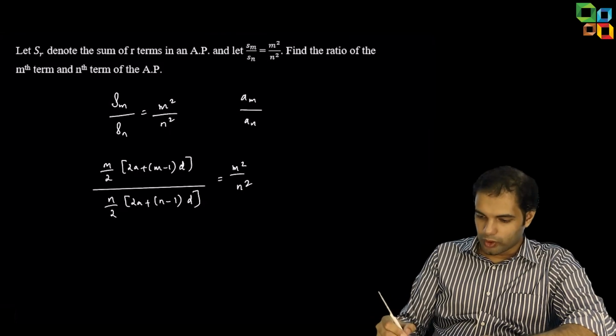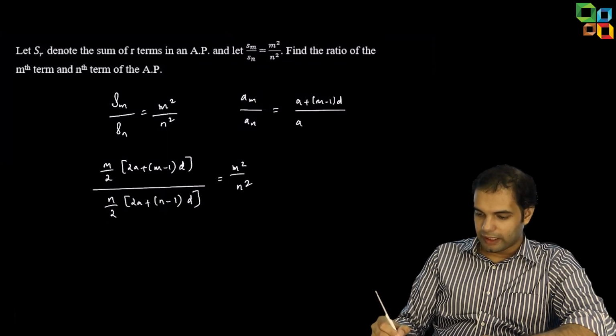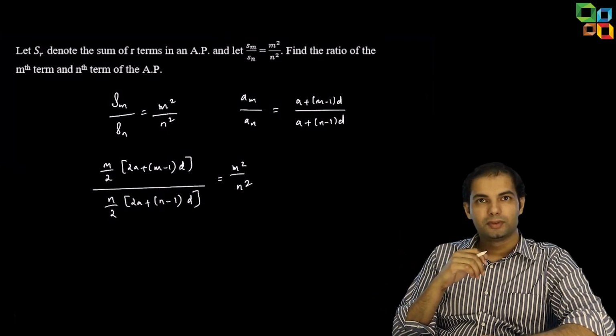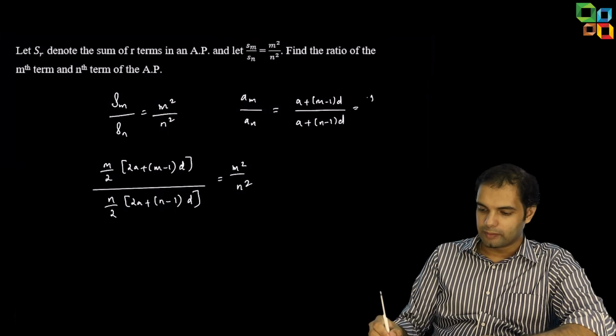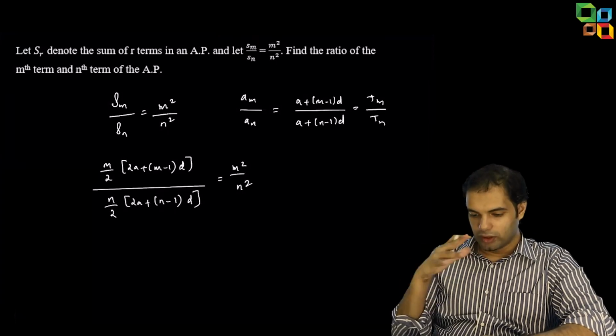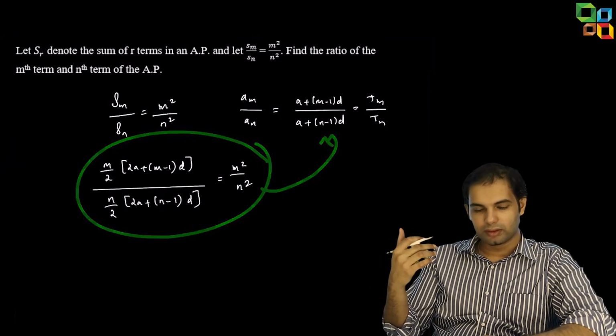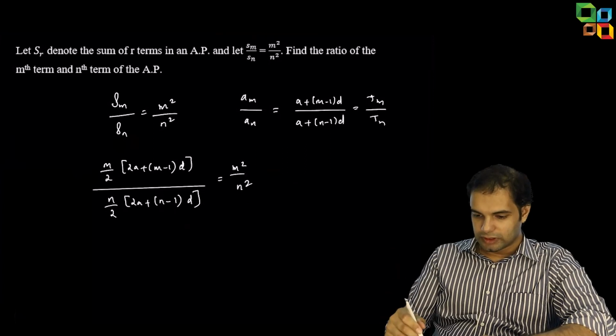We just figure out what we want to find. We want to find a plus m minus 1 into d, divided by a plus n minus 1 into d. This is the nth term, right? If you want, you can write it as tm by tn. So somehow using this, we want to simplify and get what this is, right? That's the goal. Let's see.